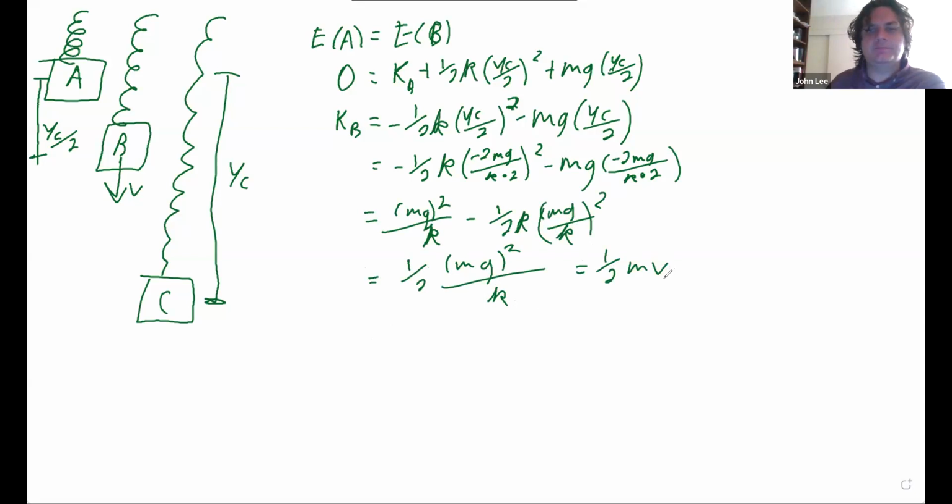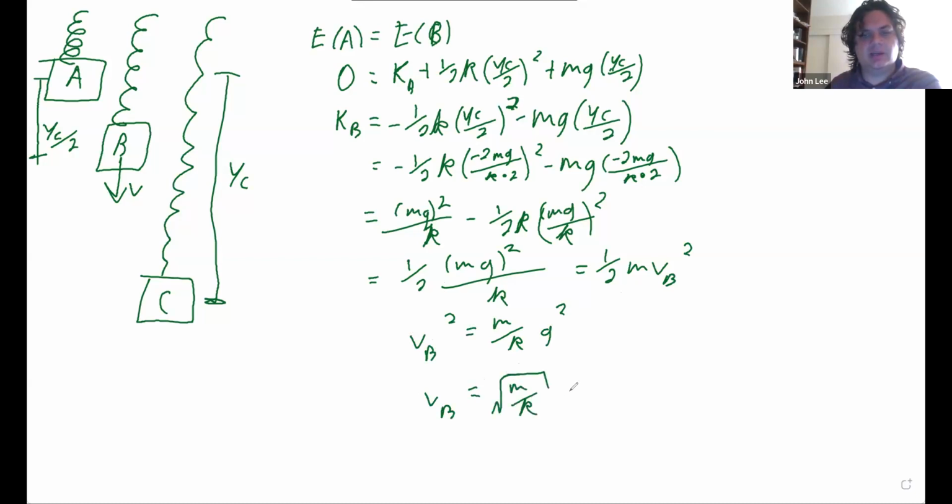So this is equal to the kinetic energy, which is equal to 1/2 m vb squared. So this gives us vb squared is equal to m over k times g squared. So vb is equal to the square root of m over k times g. So that gives us the maximum value.